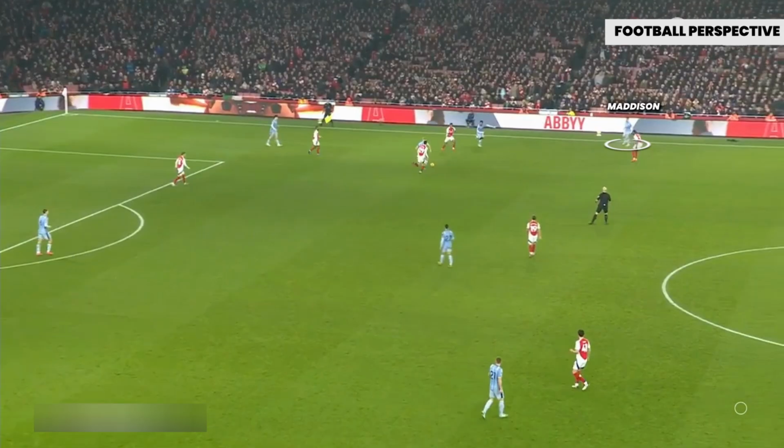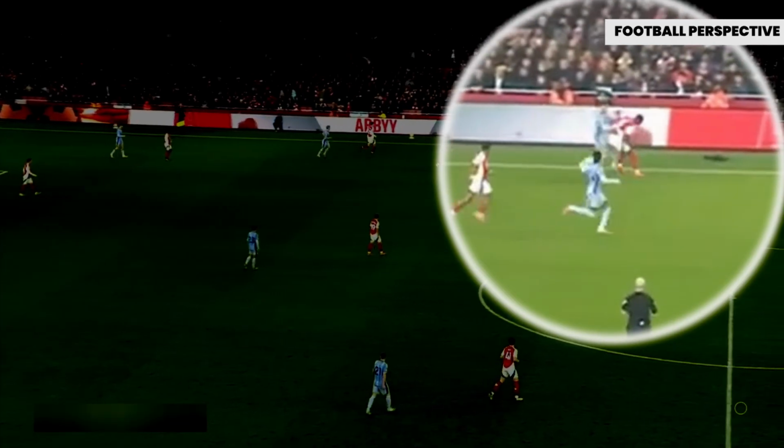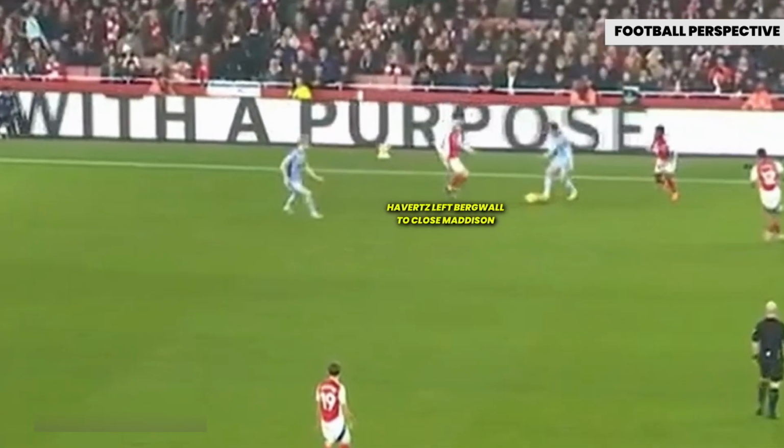The build-up continued with Madison moving wide, Spence coming inside, and Bergwall playing Madison. Partey rushes to close Madison, who evades the pressure with a clever fast touch, beating Partey. Finally, Tottenham have their press breaking moment. Madison's escape from Partey forces Havertz to close him, leaving his man, Bergwall, free.